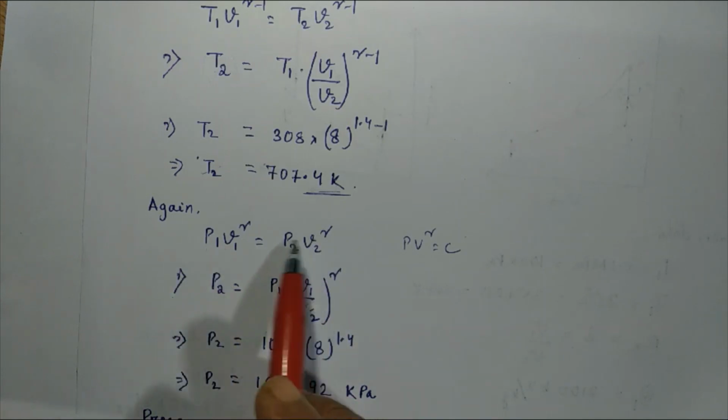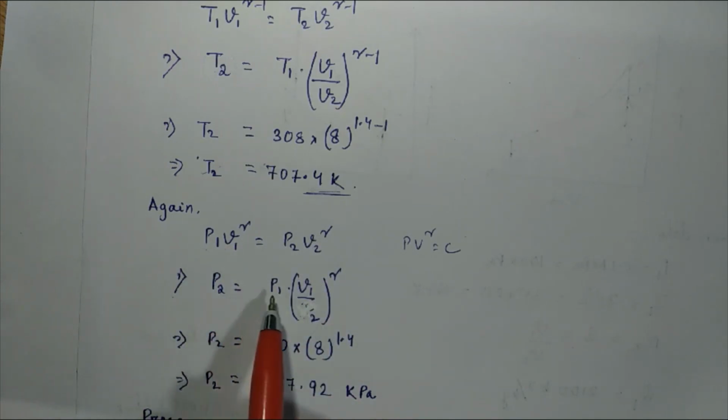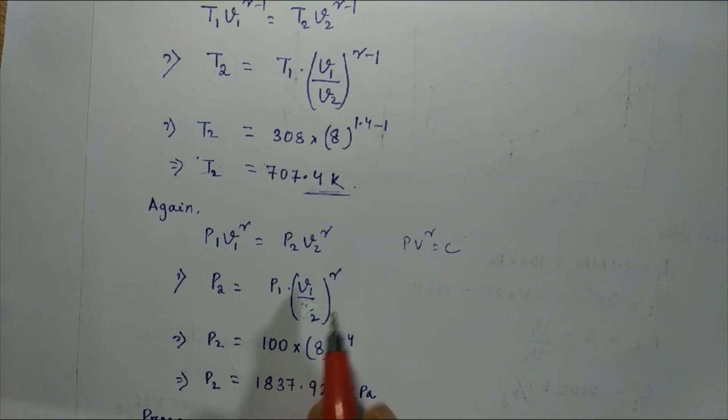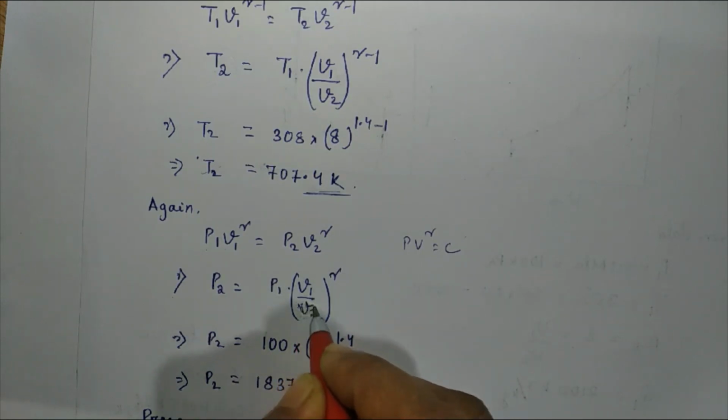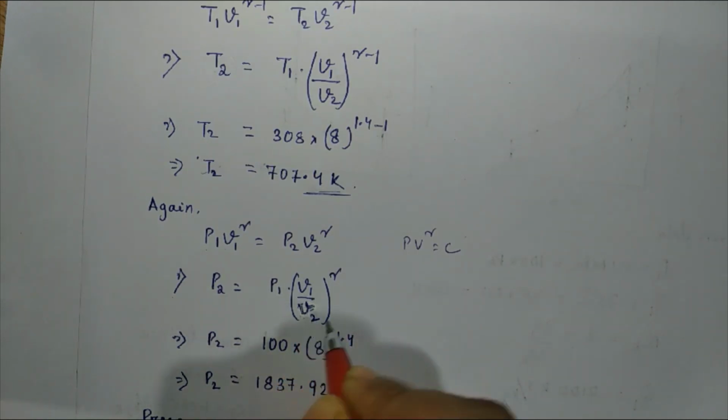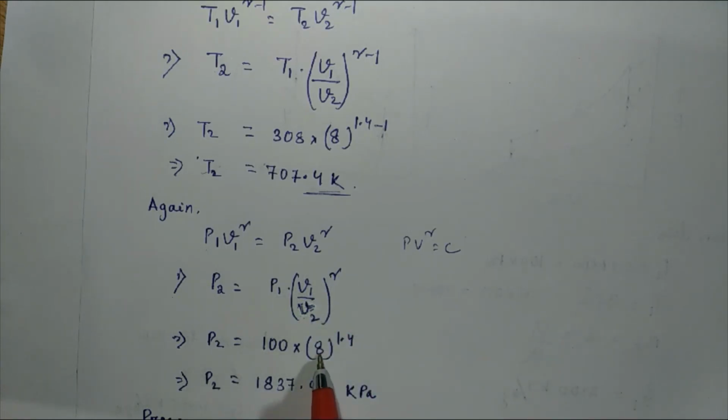So see, here we consider P2 equal to P1 into (V1 by V2) to the power gamma. And V1 by V2 is what? That is rk, that is 8. And P1 that is given in the question, that is 100. 100 into 8 to the power 1.4. So after solving this, we get the value of P2 to be 1837.92 kilopascal.